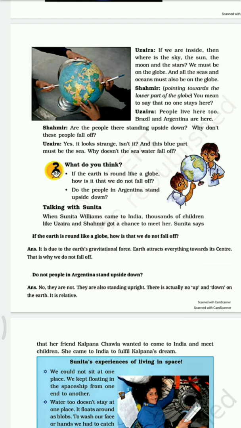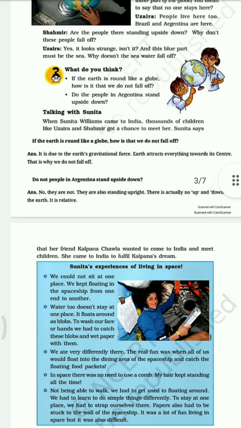Now, talking with Sunita. When Sunita Williams came to India, thousands of children like Uzera and Shamir got a chance to meet her. Sunita says that her friend Kalpana Chawla wanted to come to India and meet children. She came to India to fulfill Kalpana's dream. Kalpana Chawla is also an astronaut, and she is the first woman to go to space. So Sunita Williams came to India to fulfill Kalpana Chawla's dream.